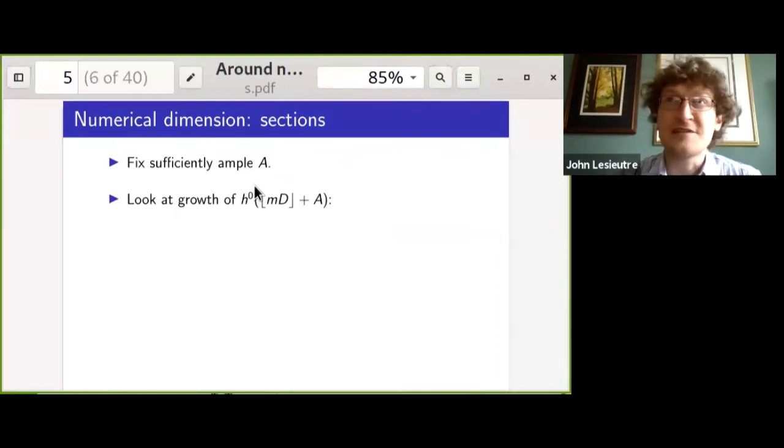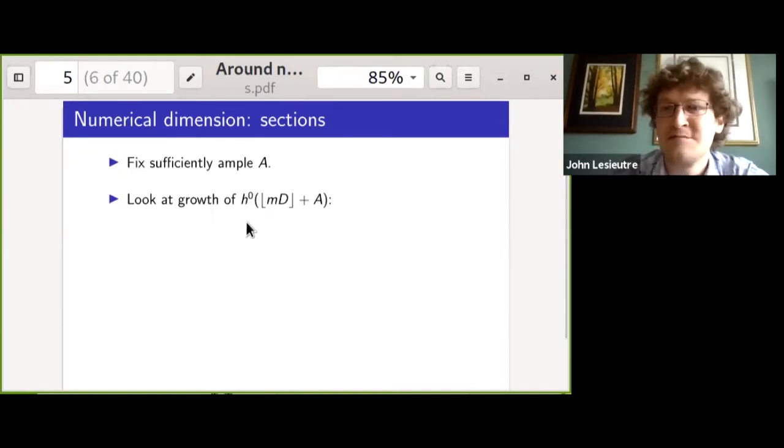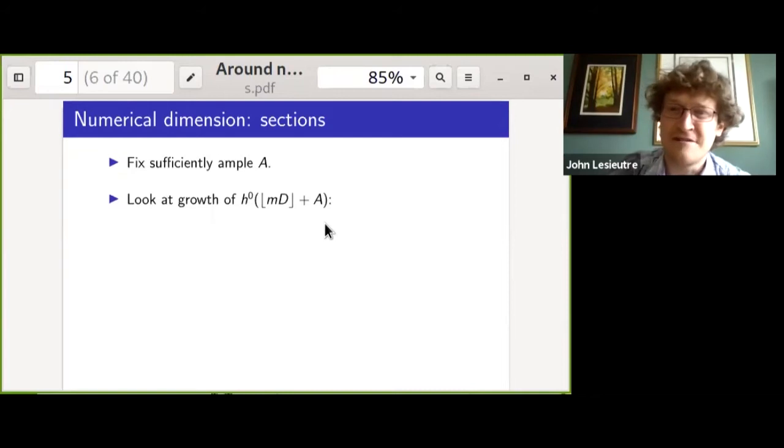Okay, so how did this work with Iitaka dimension? The idea was you look at H0 of mD, it grows like a polynomial in m, and the degree of that polynomial we define to be the Iitaka dimension. The catch here is that we don't really know anything about how H0 of mD plus A grows. If D is pseudo-effective or something, this is going to be, broadly speaking, an increasing function of m. But if you want to turn it into a number, given a sequence, how do you extract a single numerical invariant out of it? This is where you start to run into these 14 or 15 different definitions.